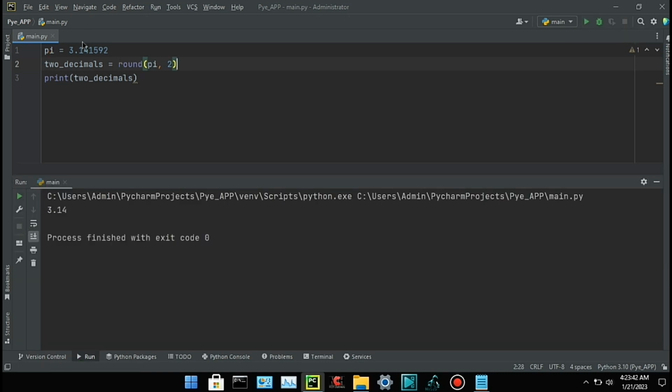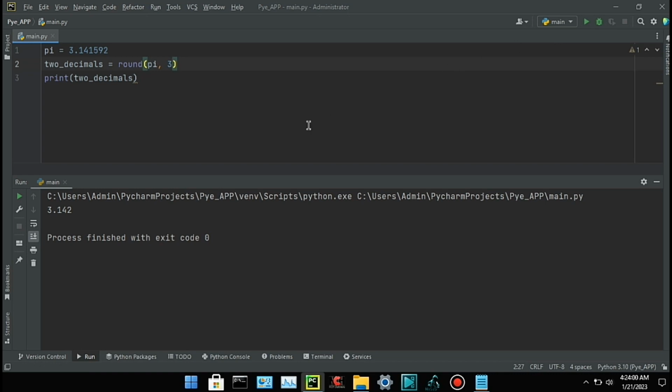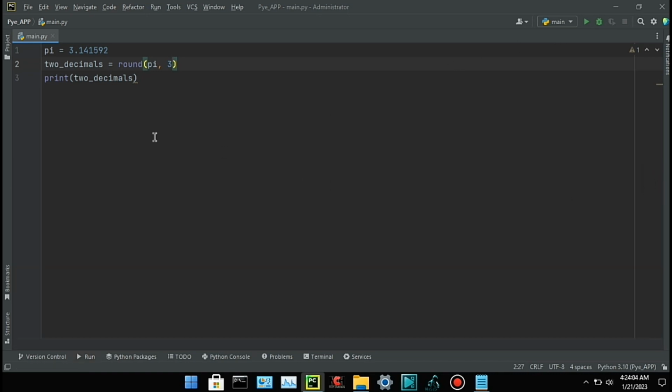As you can see, pi has been rounded to two decimal places, which is 3.14, and you can also round it to three decimal places. What you have to do is change the 2 and put 3, and when you run the code, you see that pi will be 3.142. And so that's the use of the round function in Python.